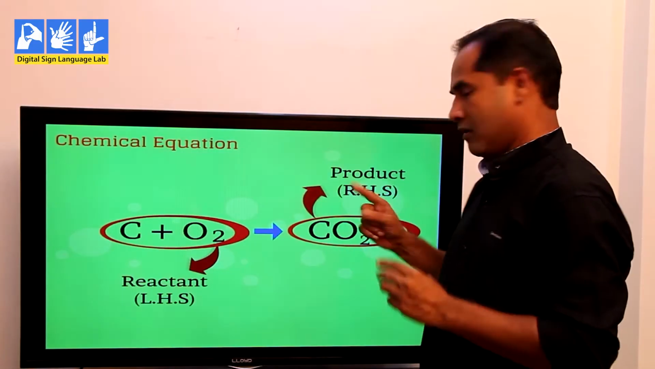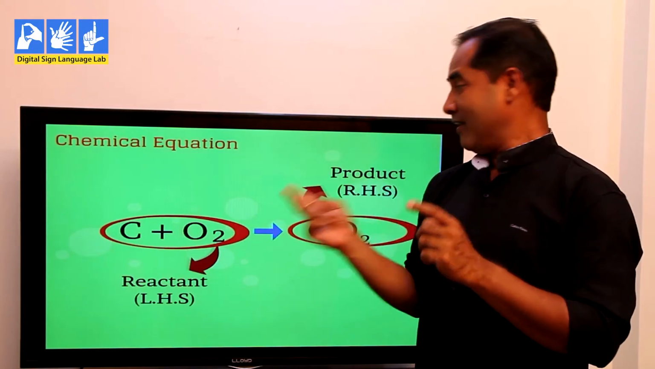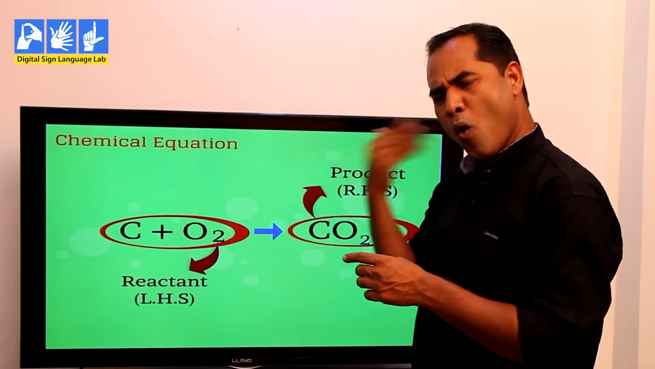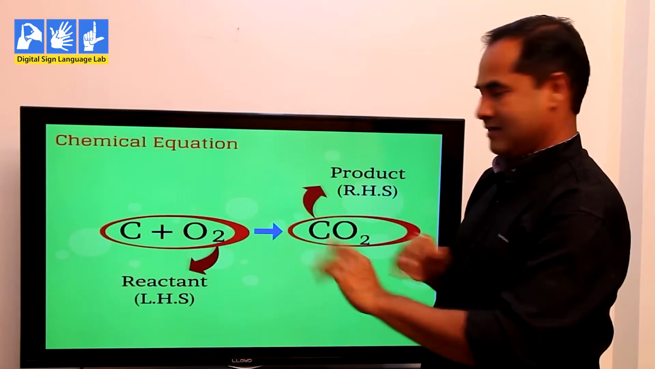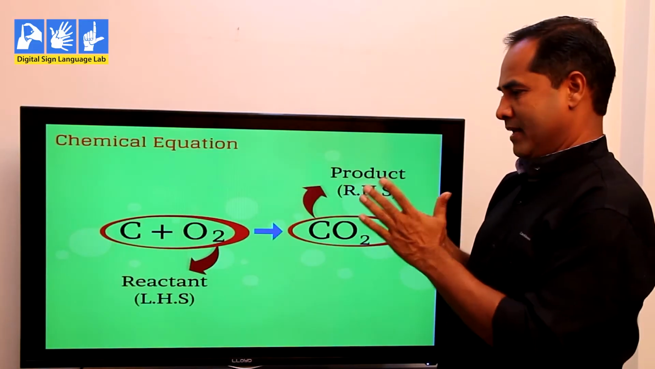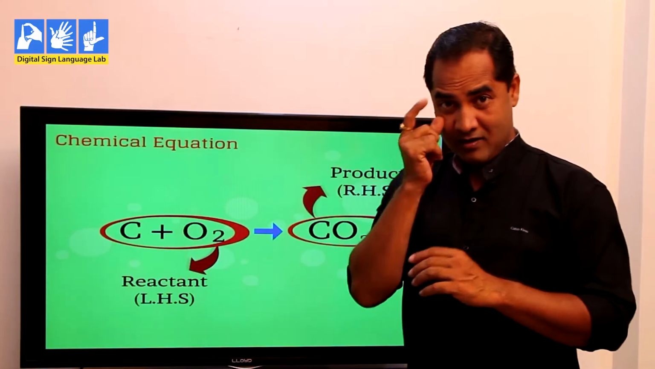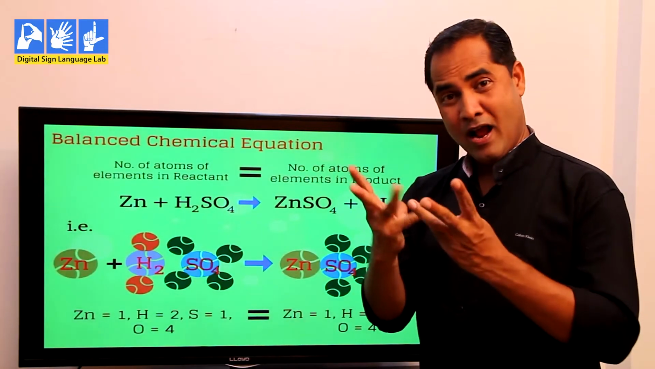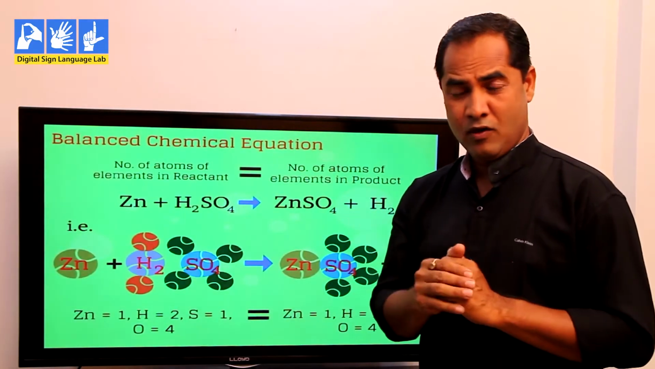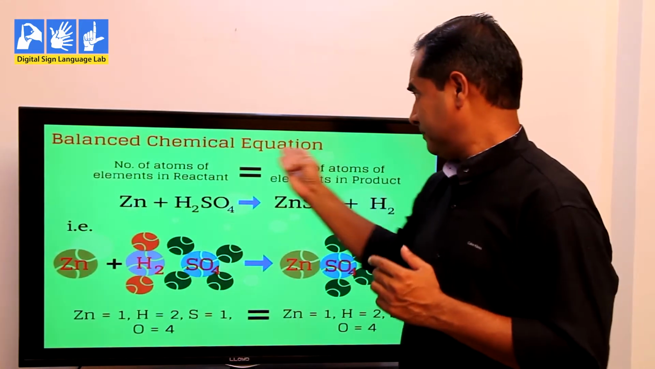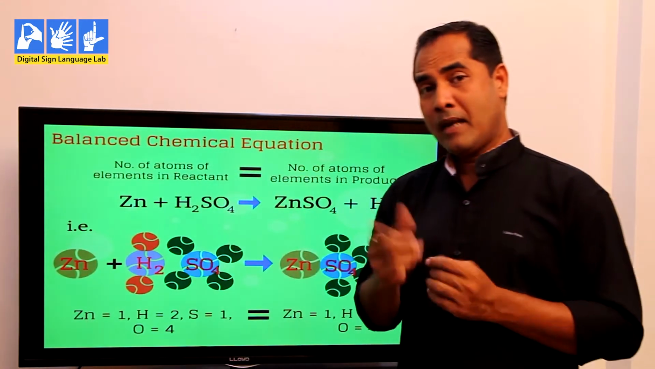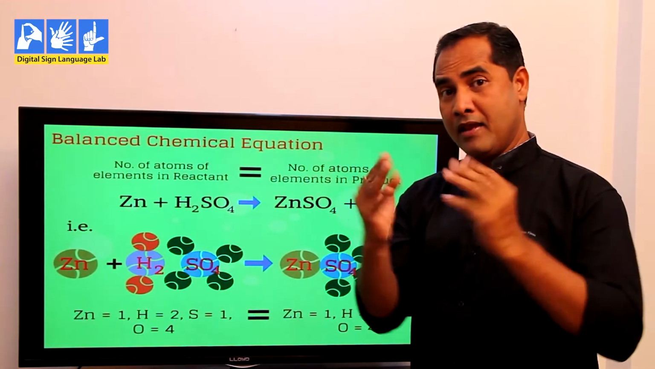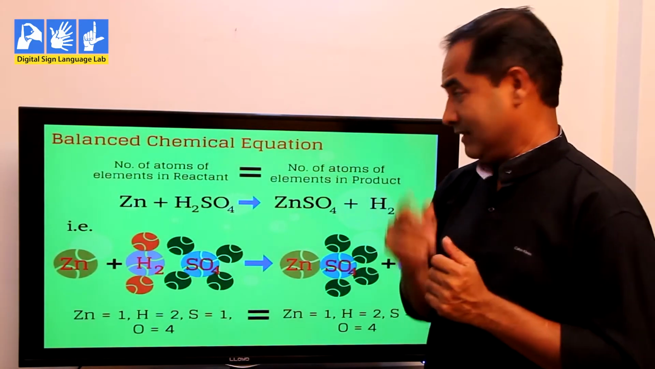Carbon and oxygen here are the reactants, and carbon dioxide is the product. The reactants are reacting to give you the products. The reactants are put on the left hand side and the products are put on the right hand side. I hope you understand well. Now different chemical equations have to be balanced. That means the reactants and the products have to be equal.